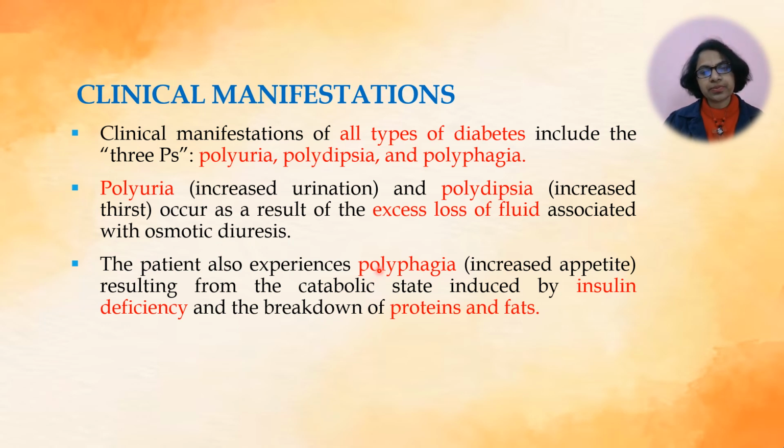The patient also experiences polyphagia. This is the third P. So what do you mean by polyphagia? Increased appetite, which results from the catabolic state induced by insulin deficiency and the breakdown of proteins and fats. So let us see once again what we mean by three P's, the three major symptoms of diabetes. These are polyuria, polydipsia, and polyphagia.